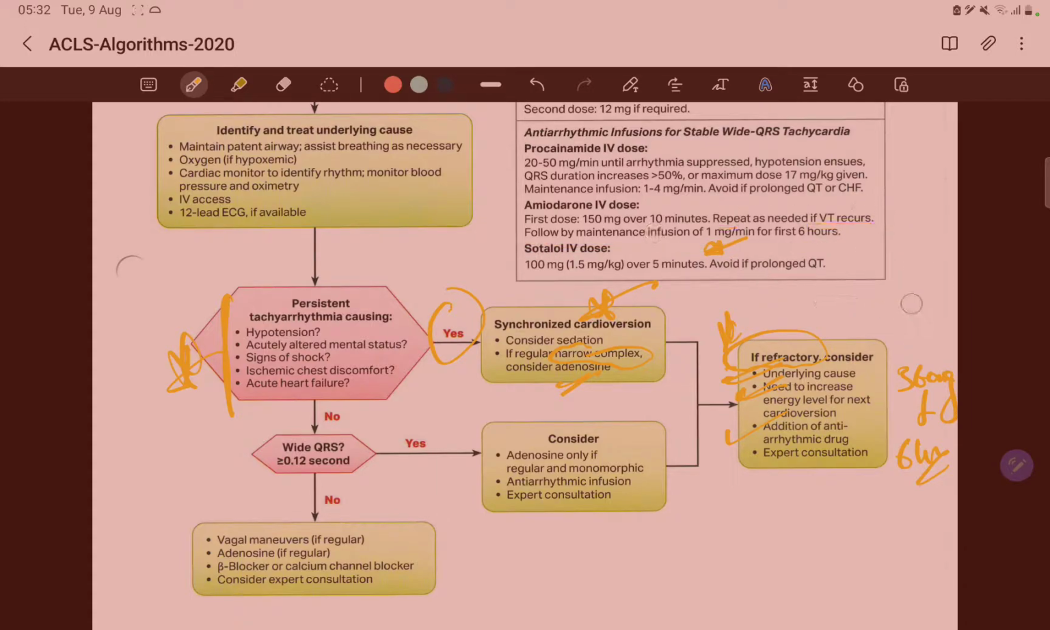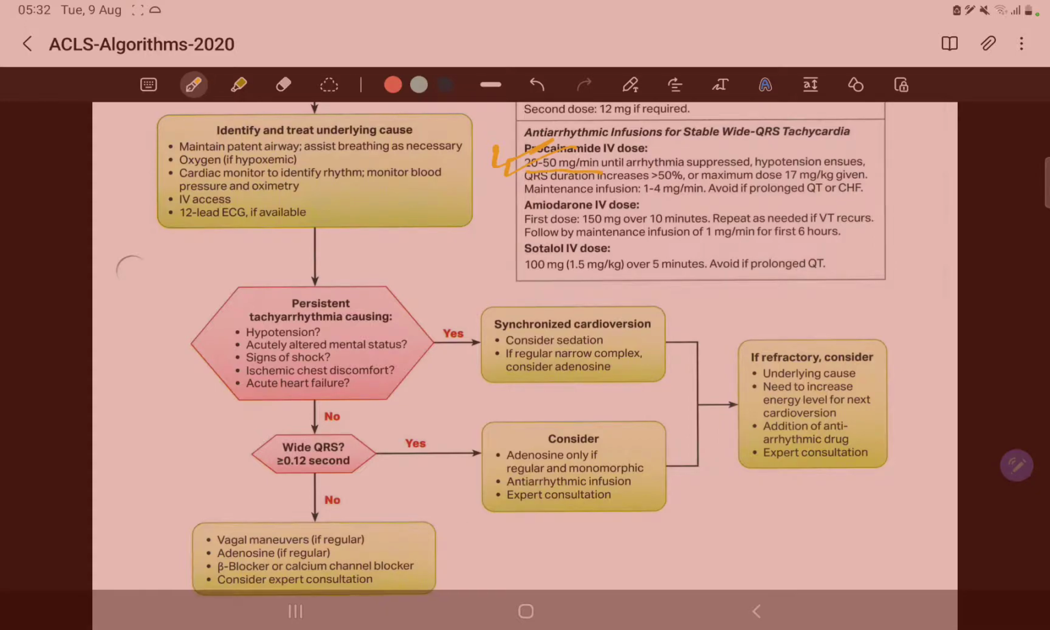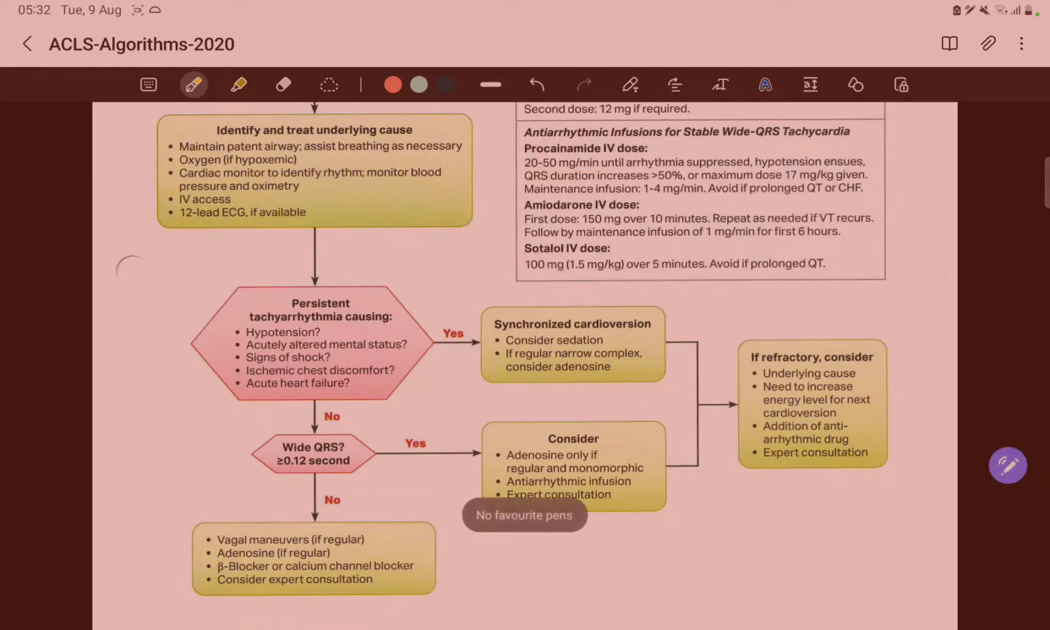Okay, we can go for procainamide also. Okay, so 20 to 50 milligram per minute until the arrhythmia is suppressed. Okay, and an important thing is that we have to avoid it if the QT is prolonged. Okay, there is a beta blocker, sotalol, right? Potassium channel blocker with beta blocker, right? Now this sotalol we have to give 100 milligram over 5 minutes. Avoid if there is a prolonged QT interval.